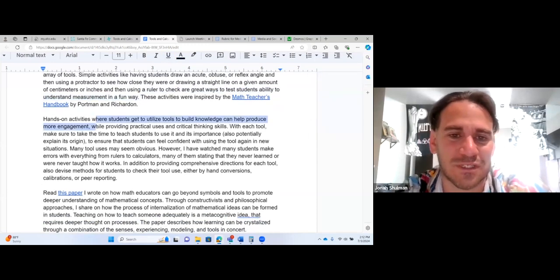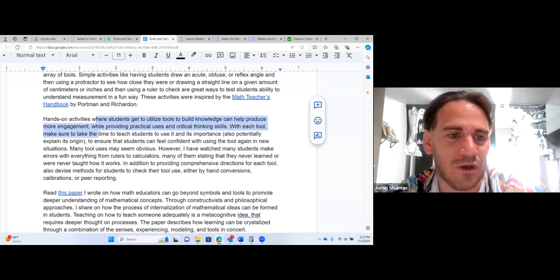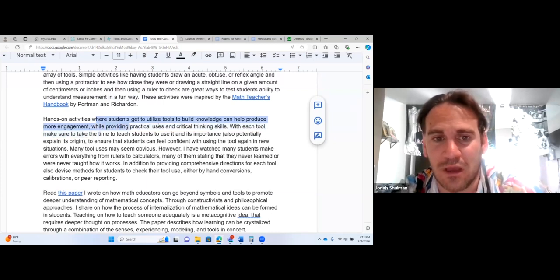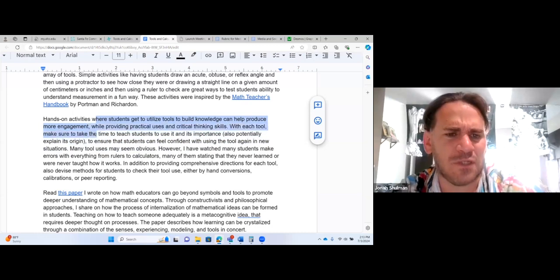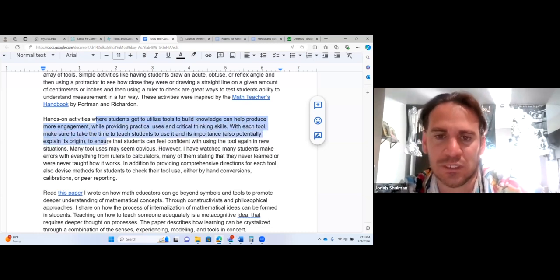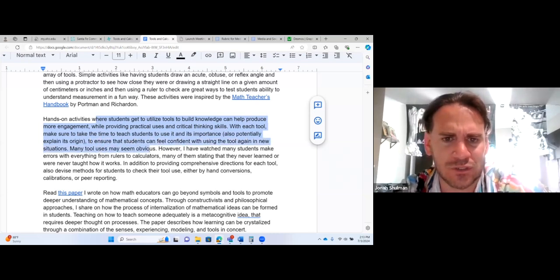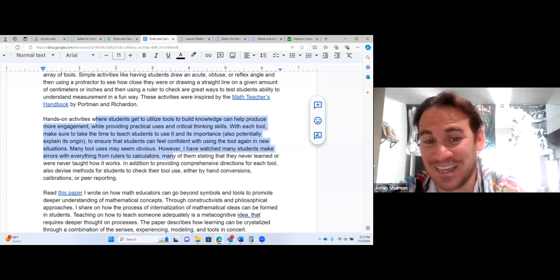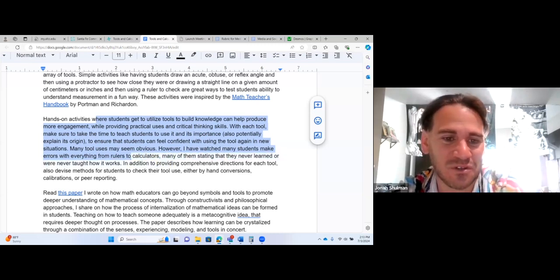Hands-on activities where students get to utilize tools to build knowledge can help make more engagement, provide practical use, and build critical thinking skills. With each tool, make sure to take the time to teach students to use it and its importance. Also explain its origin. Like, where did the protractor come from? Who made it? Why? To ensure students can feel confident using their tool again in new situations. Many tool uses seem obvious. However, I've watched many students make errors with everything from rulers to calculators. Yes, I have. They state that they never learned or were taught how it works.